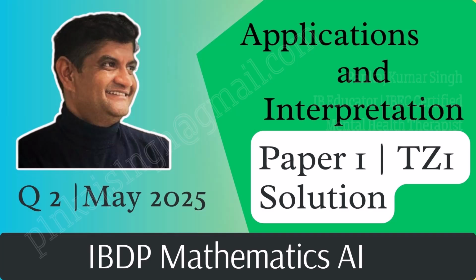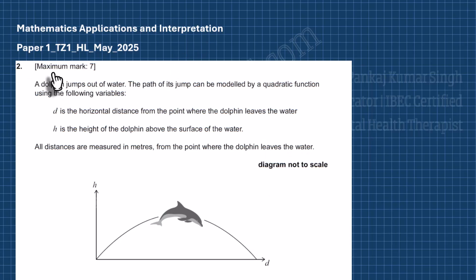Mathematics Applications and Interpretation, Paper 1, Time Zone 1, HL, May 2025. Now, this is question number 2, carries 7 marks.